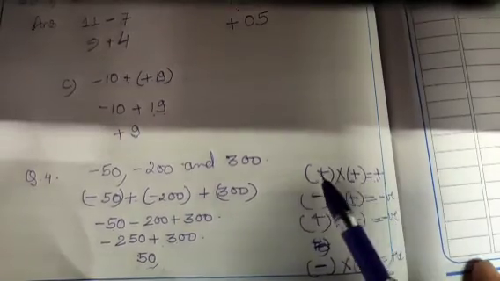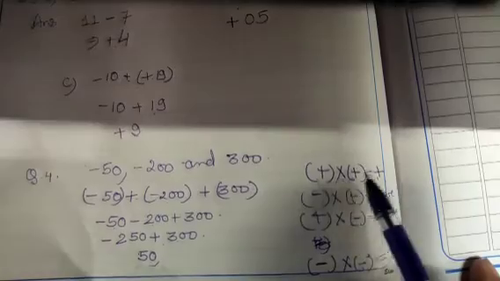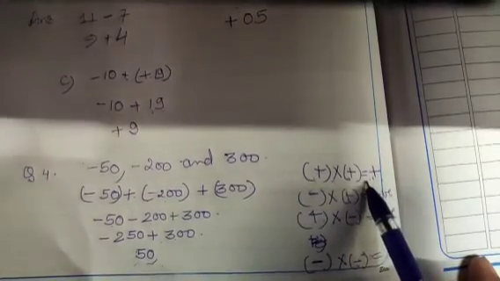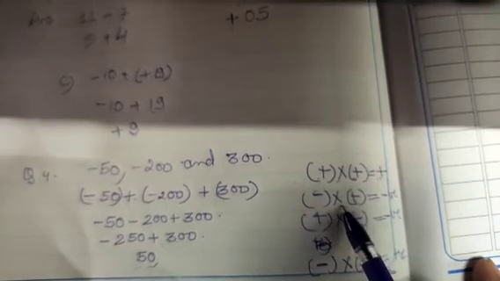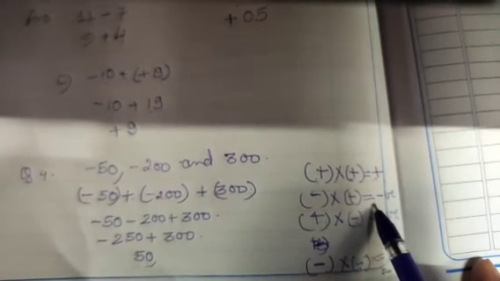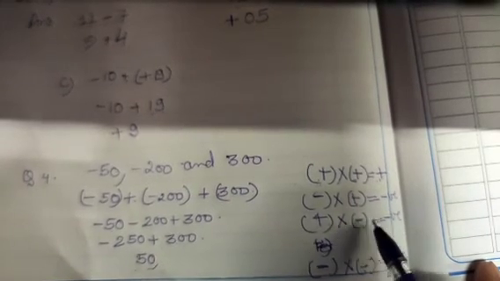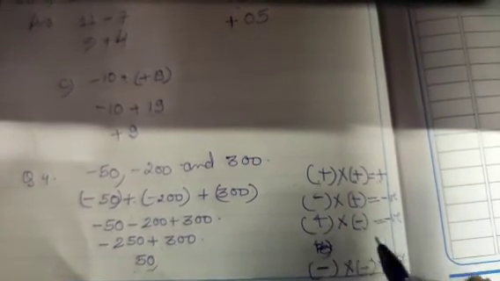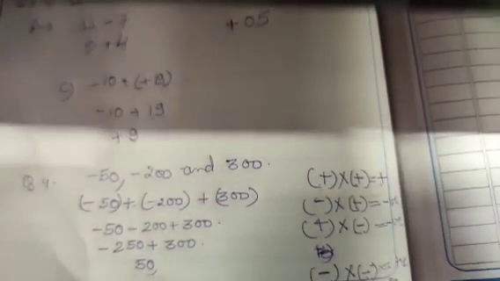So you remember, if we multiply two positives, then the answer will be positive. If one negative and one positive, then we multiply, the integer comes negative. If one positive and another negative, then also the negative integer comes. If we multiply two negatives, then the positive integer comes.